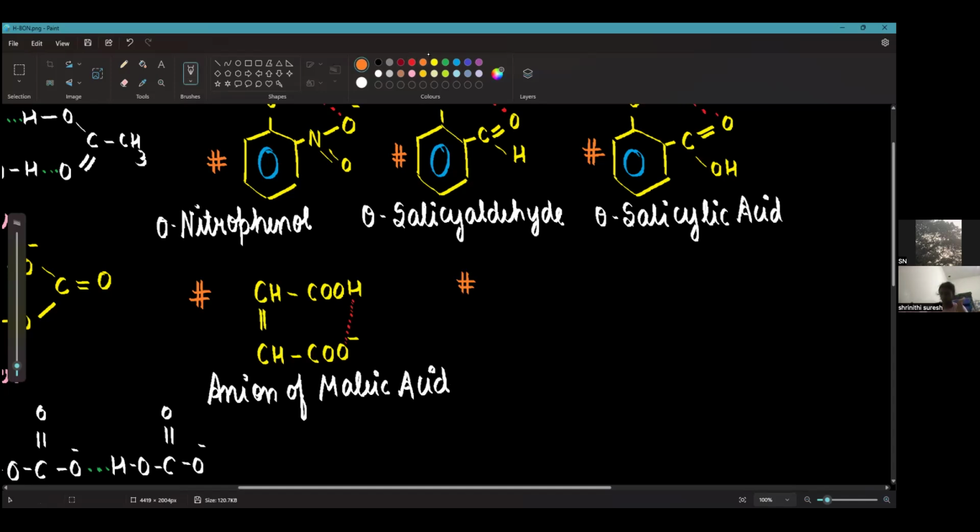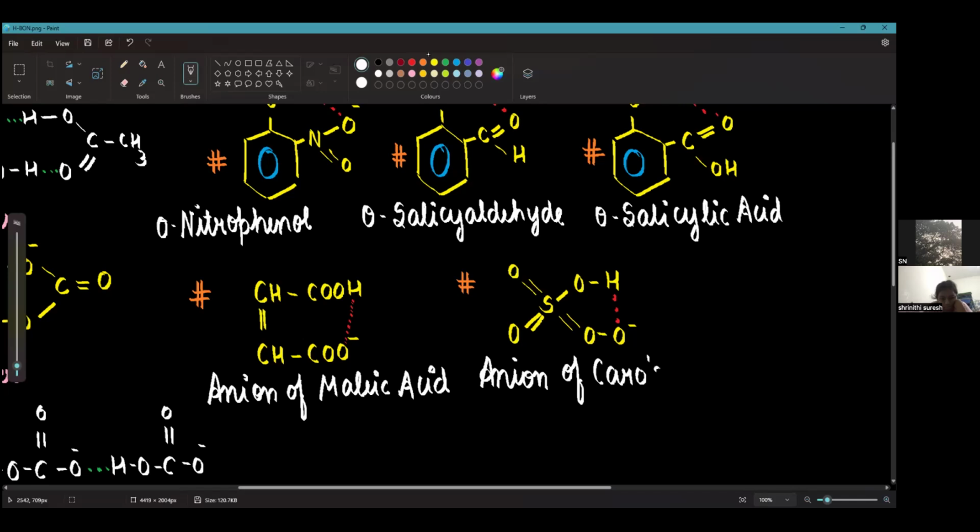Then we have the anion of Caro's acid. Caro's acid is H2SO5. So draw something like this: S double bond O, S double bond O, then O dash H, then O dash O minus. So here a hydrogen bond will form. What is this called? Anion of Caro's acid. Anion of Caro's acid. Did it get into your mind, madam? Okay. Yes. Okay. One second, sir, I have to write. Yes, yes.